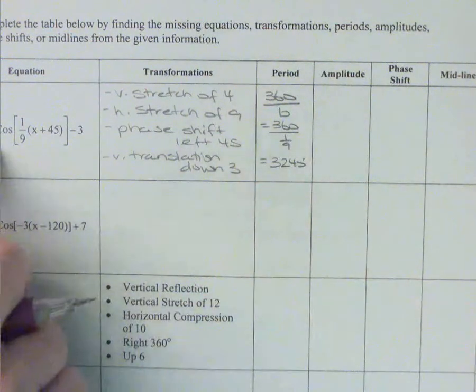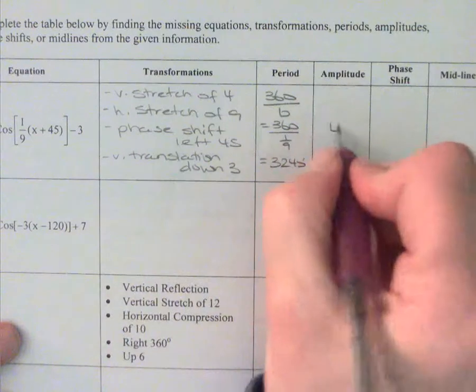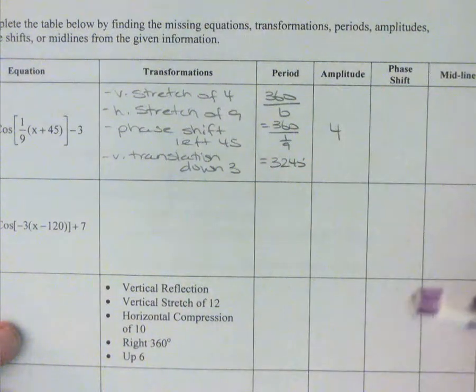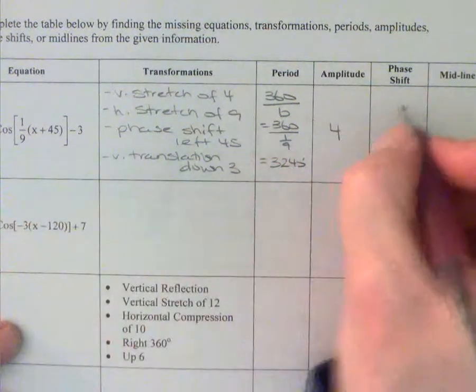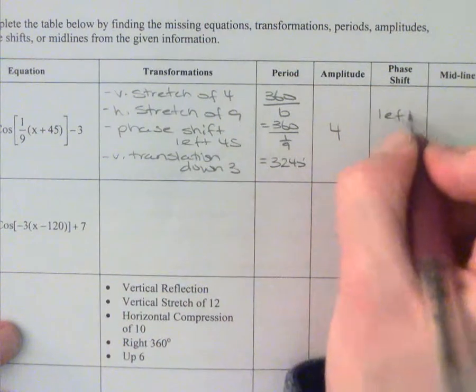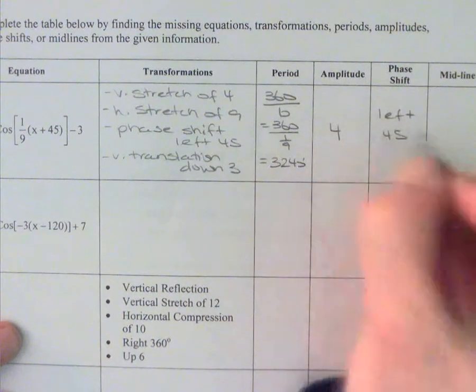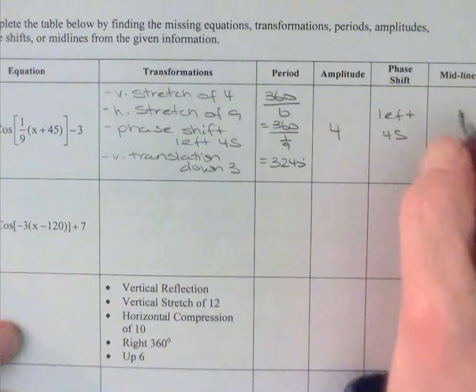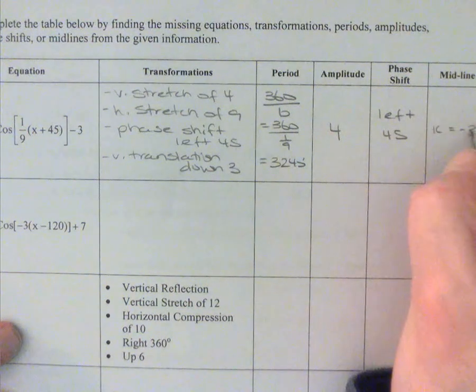The amplitude is the value in front, so in this case it's 4. It's always the positive value. My phase shift, we're going to say left 45. And my midline, which is my k value, is -3.